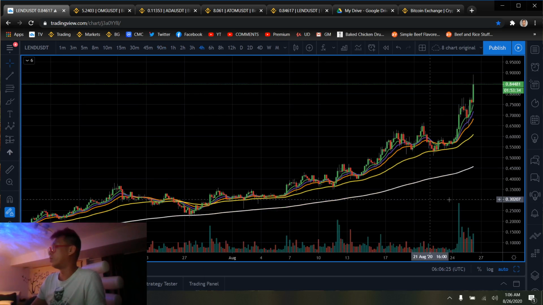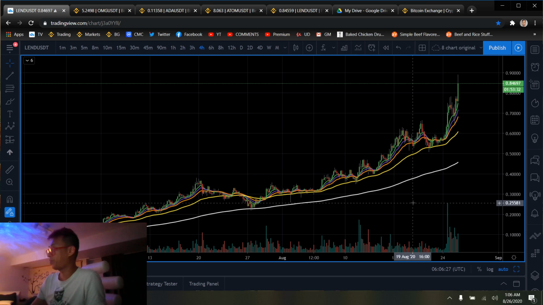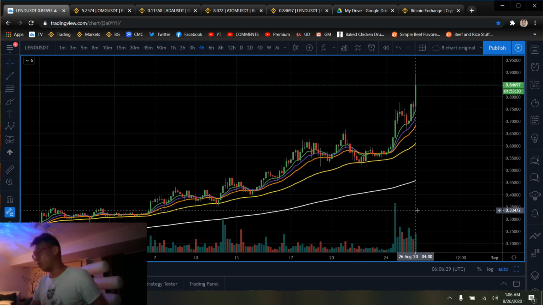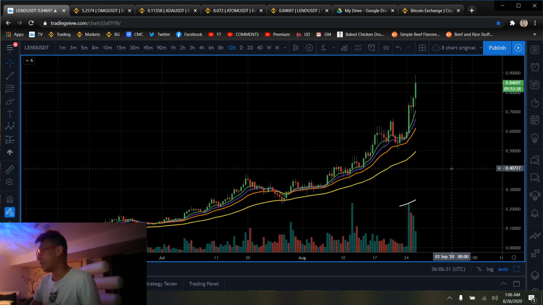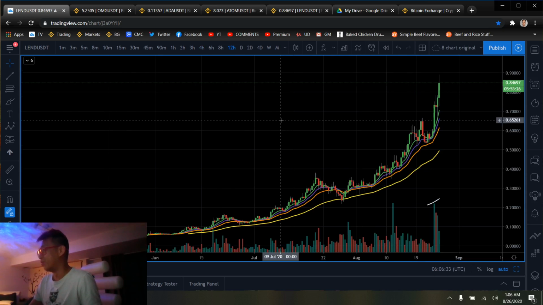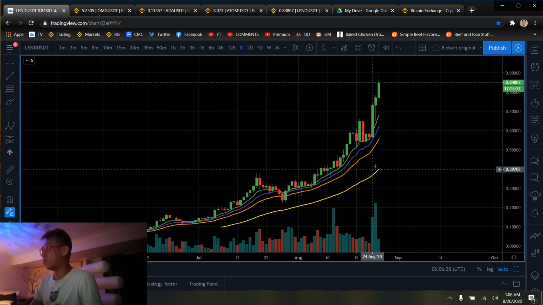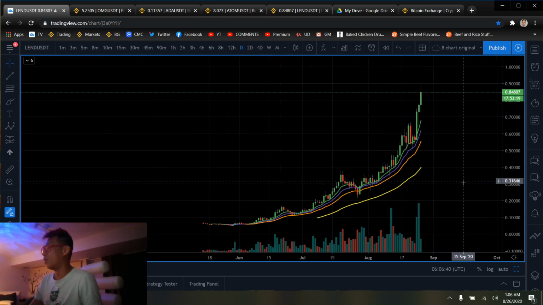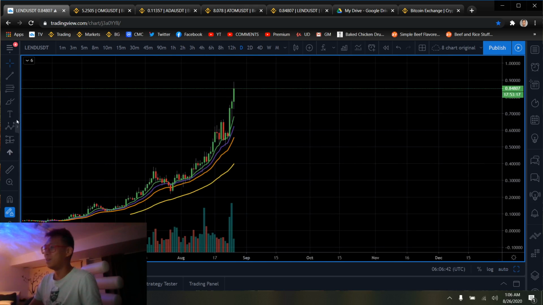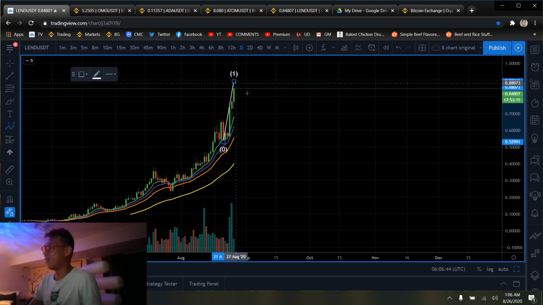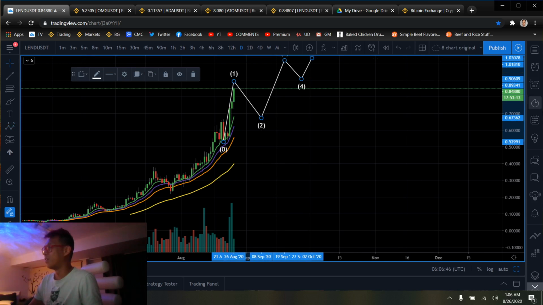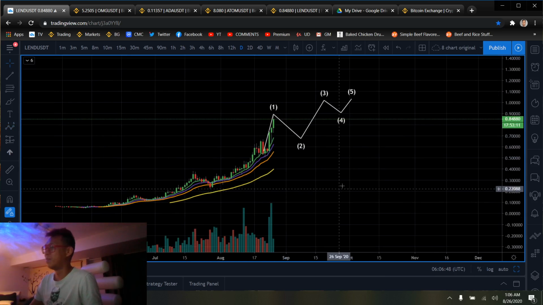So I don't know if that's actually... I don't know, it's pretty parabolic, man. I've got to be really, really careful with these kinds of trades because it gets really aggressive. I don't know if that's actually the first wave or if that's going to be the first wave of five more, where it makes an extended fifth wave.